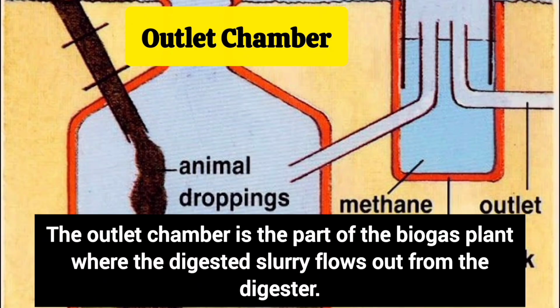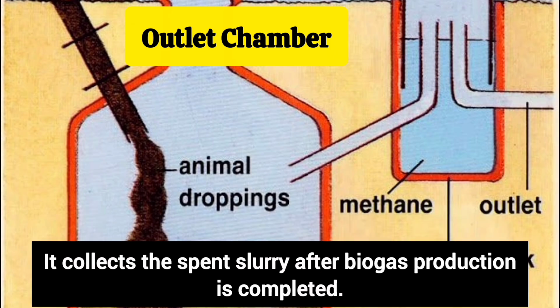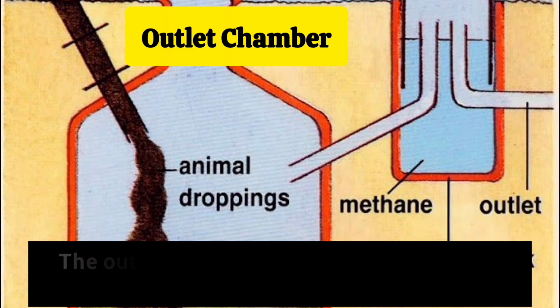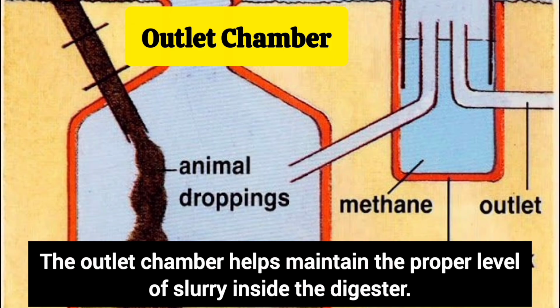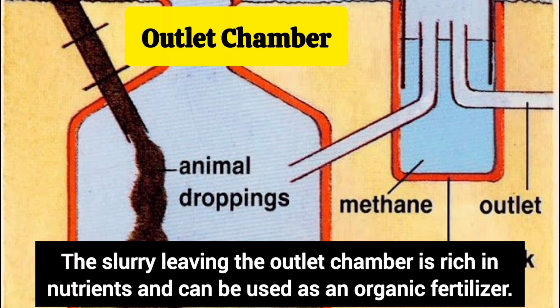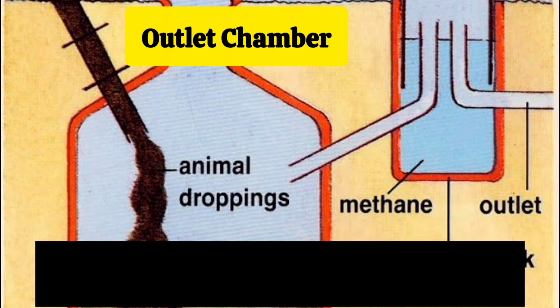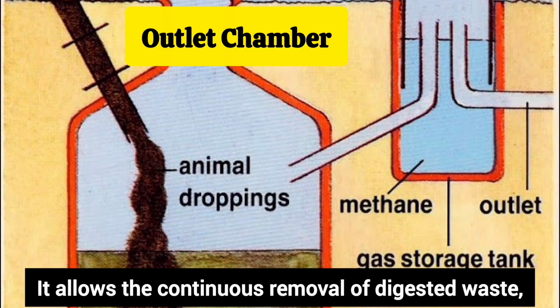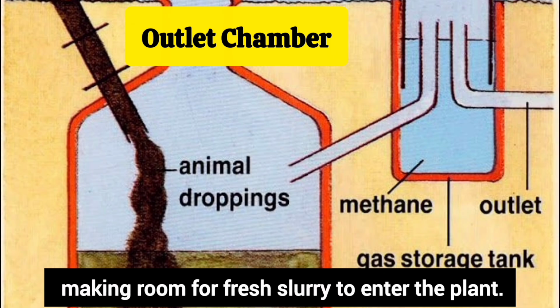The outlet chamber is the part of the biogas plant where the digested slurry flows out from the digester. It collects the spent slurry after biogas production is completed. The outlet chamber helps maintain the proper level of slurry inside the digester. The slurry leaving the outlet chamber is rich in nutrients and can be used as an organic fertilizer. It allows the continuous removal of digested waste, making room for fresh slurry to enter the plant.